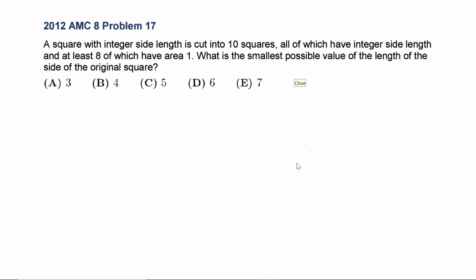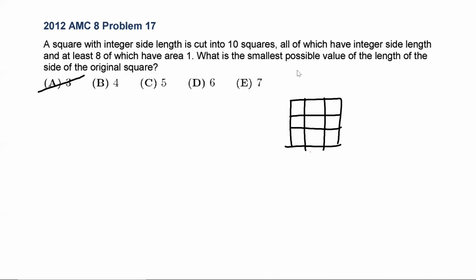Okay, so let's get started here. The first thing that you're going to notice is that you have 10 squares, all of which have integer side length. So from there, you can immediately eliminate option A. The reason for that is because with option A, a 3 by 3 square would only be able to cut into 9 squares, and the problem is asking for 10.